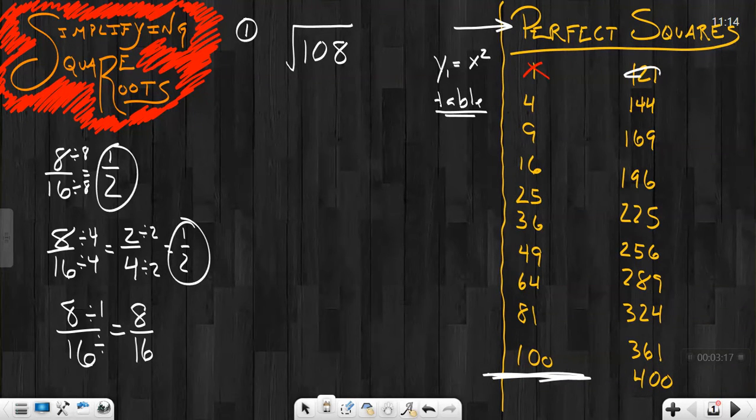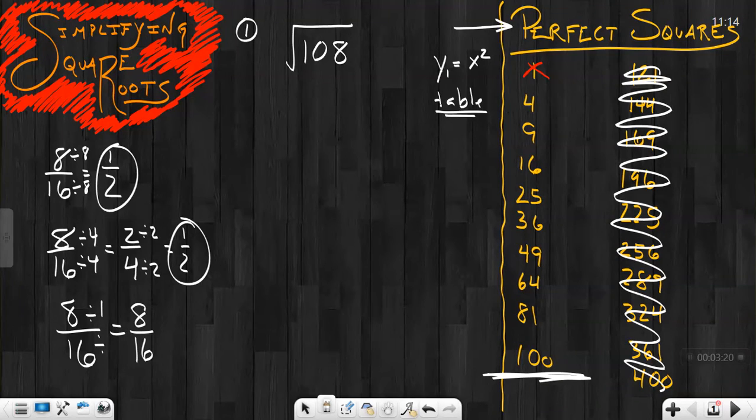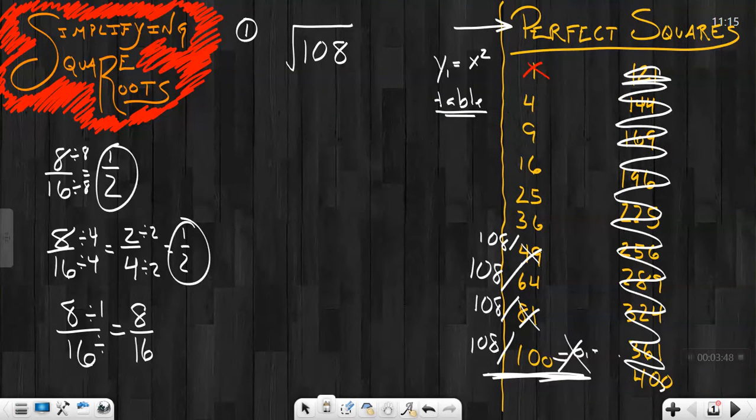So I'm going to draw a line right here because all of these are bigger than 108, so they're not going to work. Just take your calculator if you can't see it and do 108 divided by 100. You'll get some decimal there, so that didn't work. Do 108 divided by 81. That didn't work. Do 108 divided by 64, and so on and so forth. If we keep doing that all the way down, we'll find that 108 divided by 36 is 3. That's the first time we get a whole number. It works. So that's the number I want right there, 36.